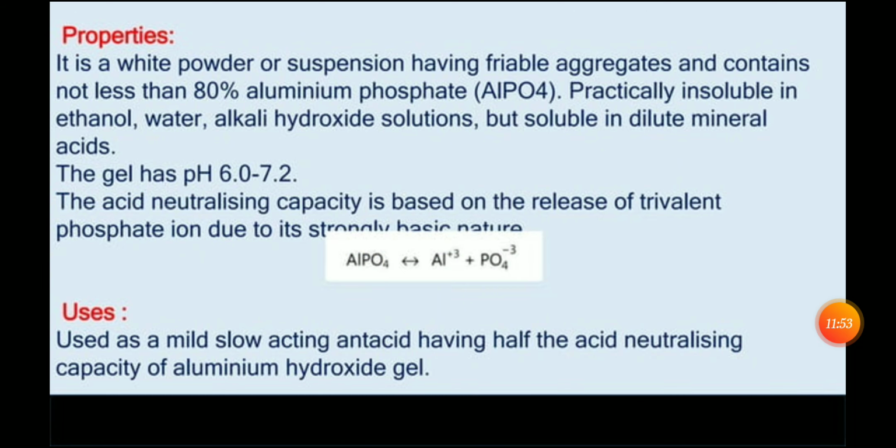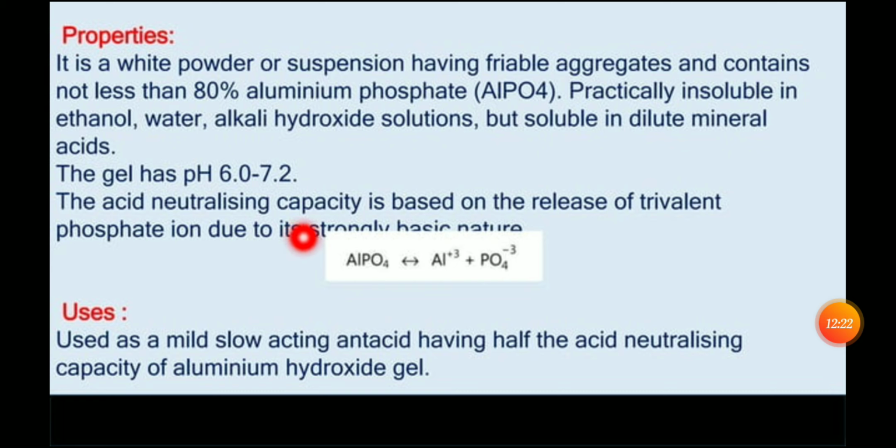So this is the preparation. Next is the properties. It is a white powder or a suspension, having a friable aggregate, and contains not less than 80% aluminum phosphate. Practically insoluble in ethanol, insoluble in water and alkali hydroxide solutions, but soluble in dilute mineral acids. The gel has a pH of 6.0 to 7.2.